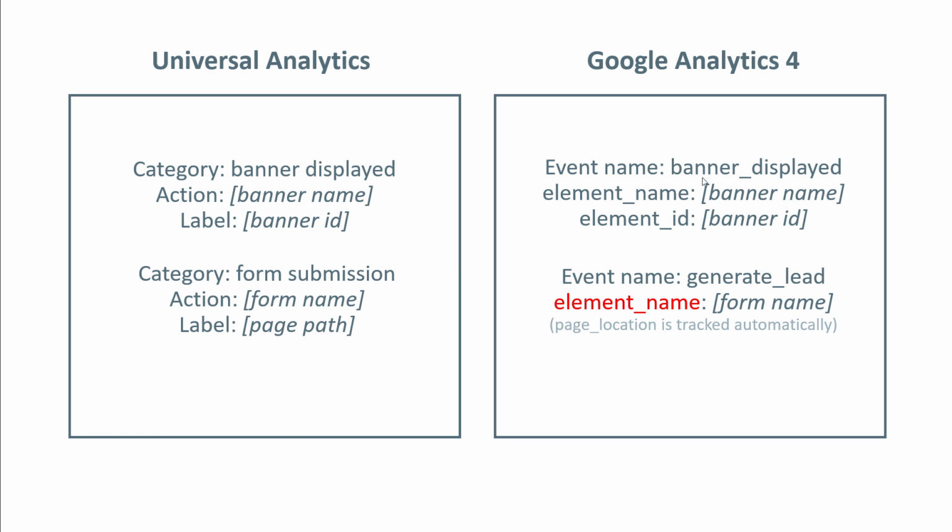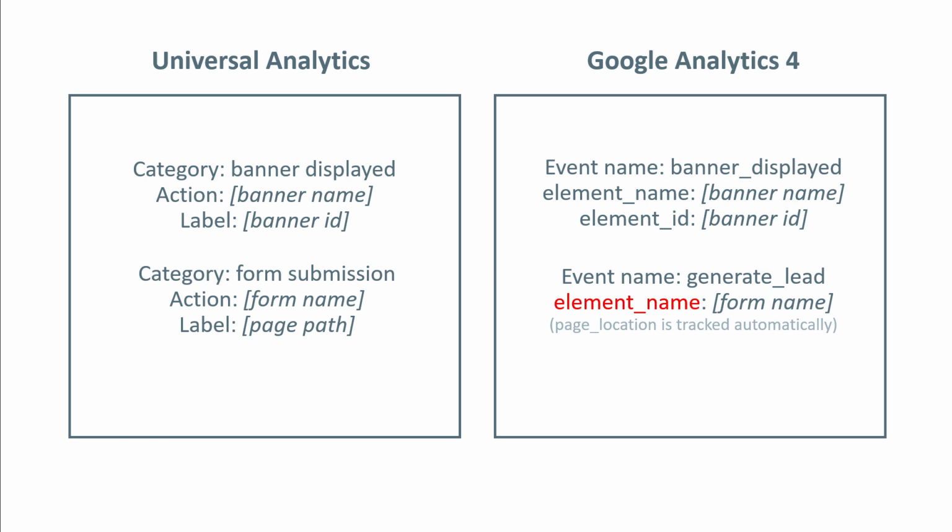So the first event is related to a website element, which is banner. Therefore, element name is the name of the banner. In this case, website element is the form because it was submitted. So if I create a report for generate lead event and I add element name dimension, I will know that in this context, the value is the name of the form.